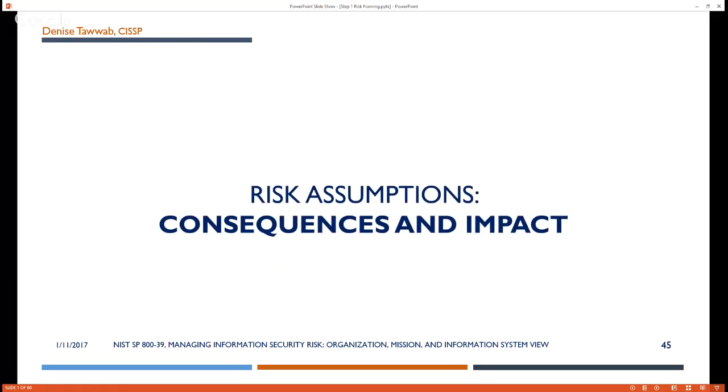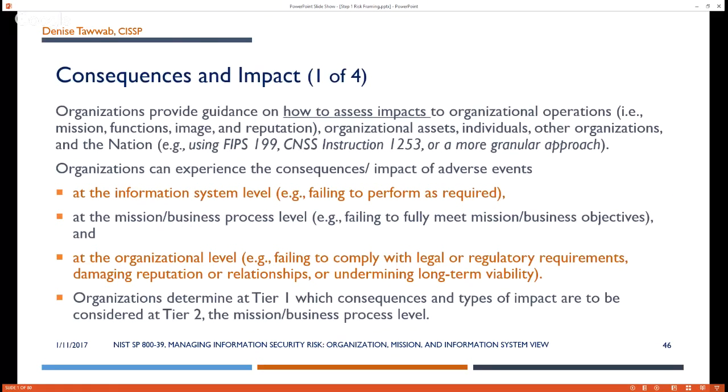The next risk assumption is consequences and impact. So you've looked at the threat events, and your vulnerabilities to those threat events. Now you want to look at what happens if that threat event occurs. And you want to provide guidance on how to assess impacts to your business. You will use FIPS 199 if you are federal. If you're defense, you're using CNSS Instruction 1253, or you can use a more granular approach.